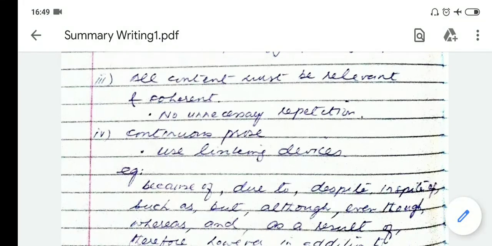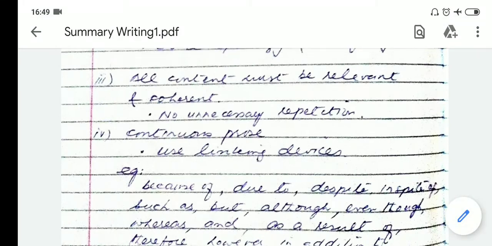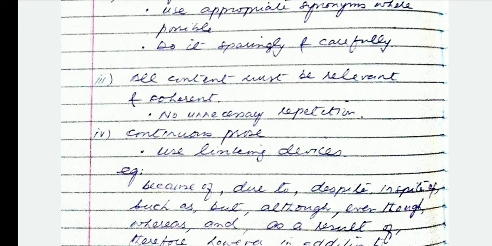Then the fourth one is, I think, the most important one: continuous prose. First thing is that a summary always has one paragraph. A summary cannot have more than one paragraph. Secondly, it should be in a continuous form. It should not be like you just reproduce the main points in your summary by using firstly, secondly, thirdly, fourthly, fifthly, sixthly, and so on. No, it should be in a continuous prose form.